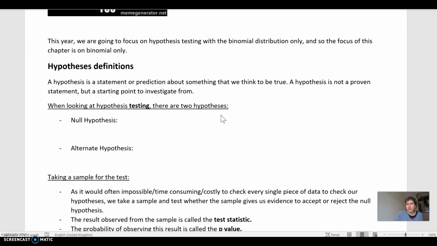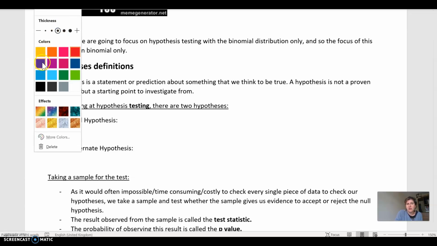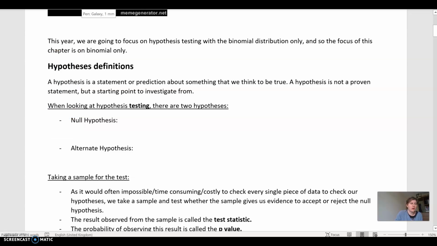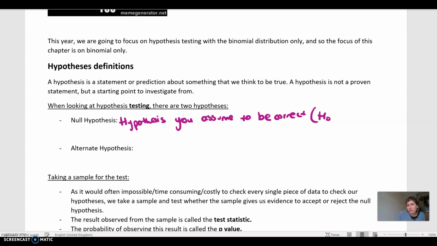When we're looking at hypothesis testing in maths, we talk about there being 2 hypotheses. What we call a null hypothesis. Okay, the null hypothesis is the hypothesis you assume to be correct. Okay, and we call that H0. Okay, that's our notation for null hypothesis.